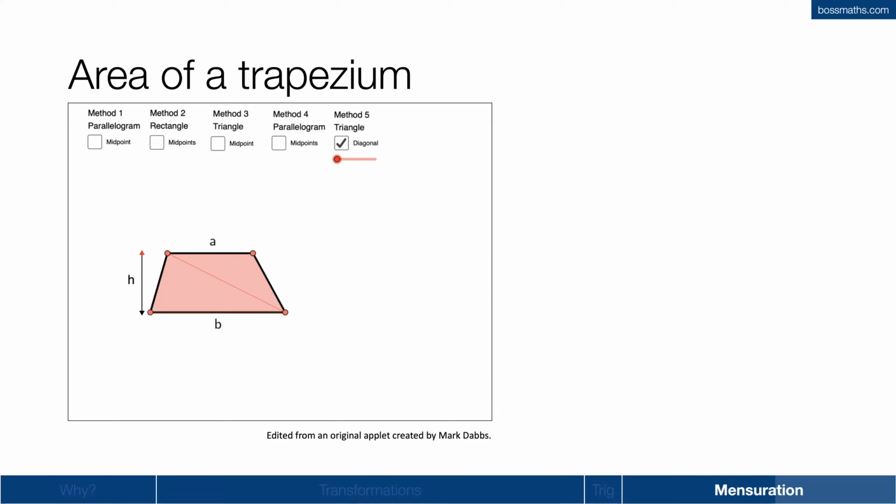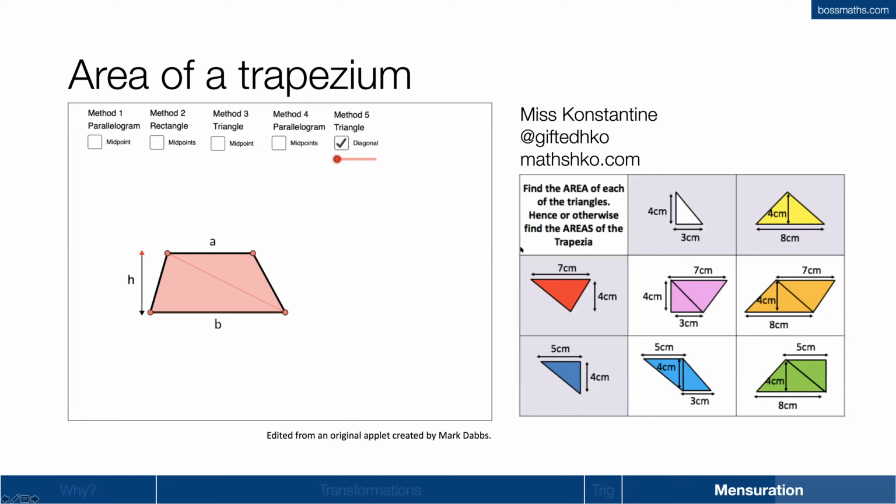At this point as well, I just wanted to shout out a nice activity. Here's one from Miss Constantine. It's on mathshko.com. Yeah, like you can see, there's some trapeziums here. They've been split into triangles. Yeah, just a nice activity.